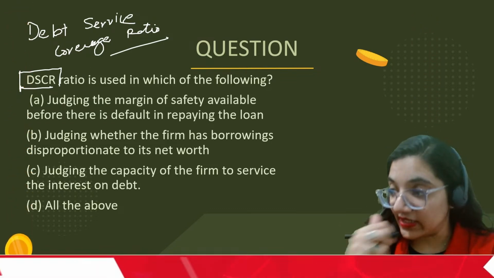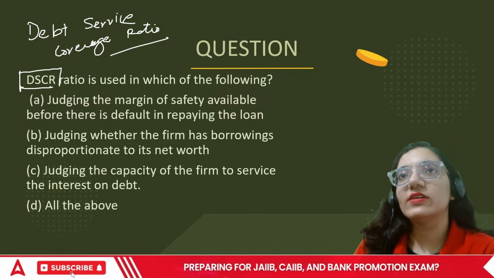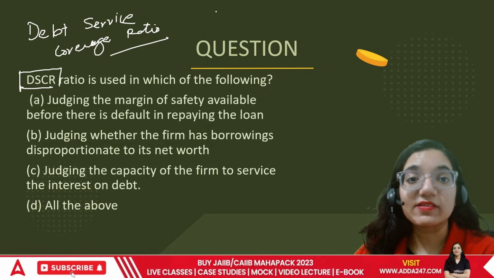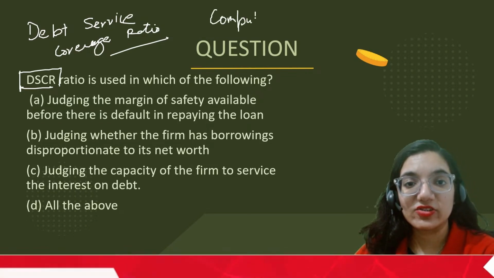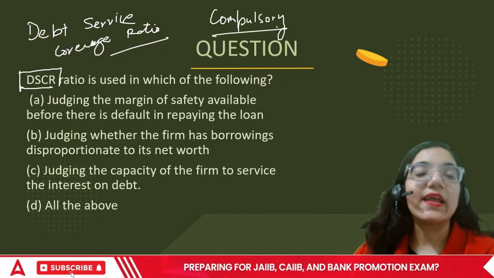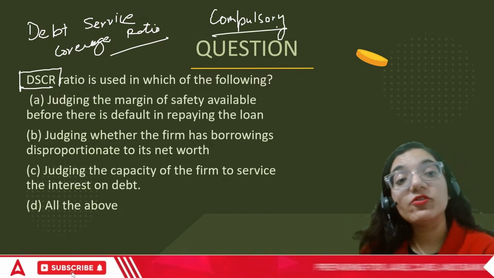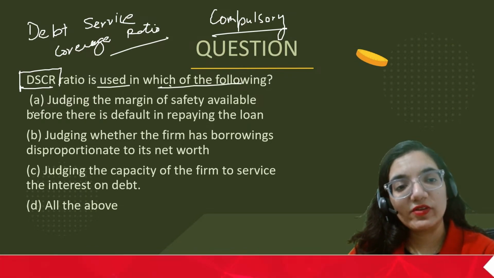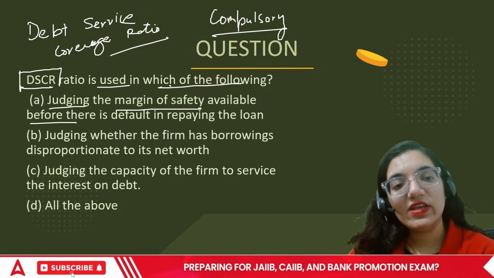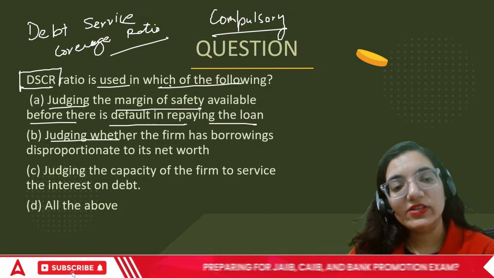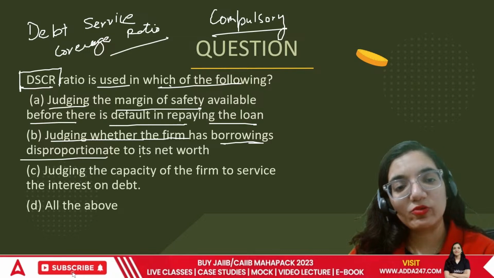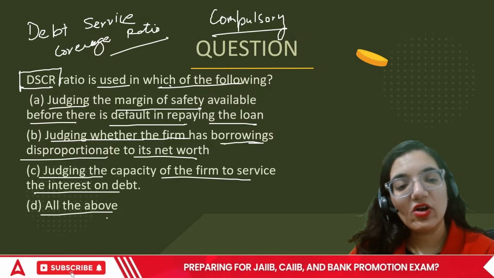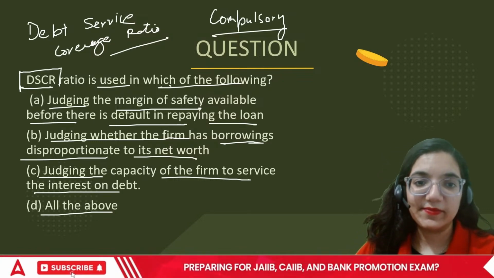Debt service ratio talks about, see, the point is, there are certain compulsory payments for the organization. If you have taken a loan, you cannot cry that you don't have money. You will have to make the payment. So debt service coverage ratio is used for which of the following? Judging the margin of safety before default in repaying the loan, judging whether the firm has borrowings disproportionate to the net worth, judging the capacity of the firm to service the interest on debt, or all of the above. What's the correct answer?